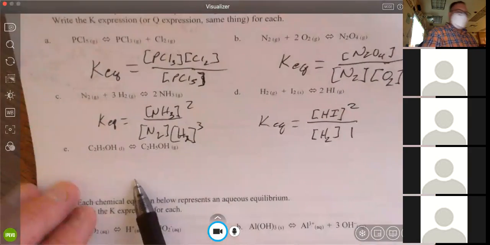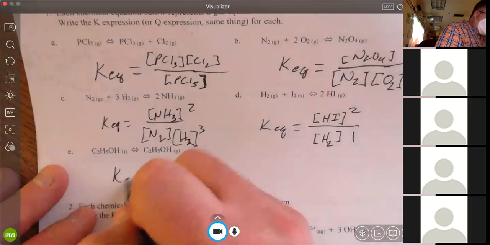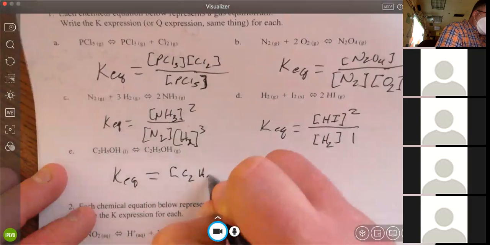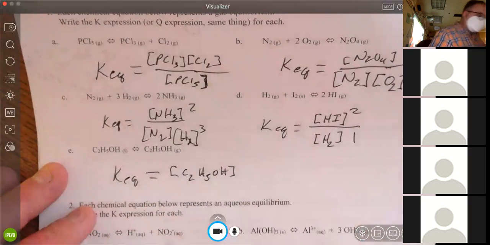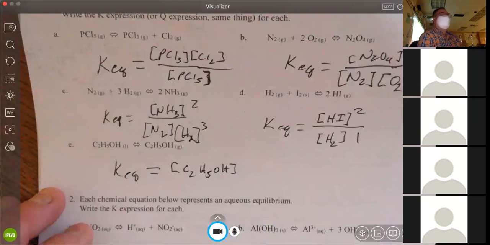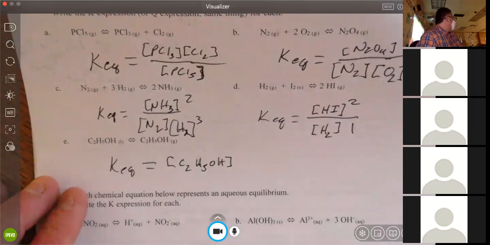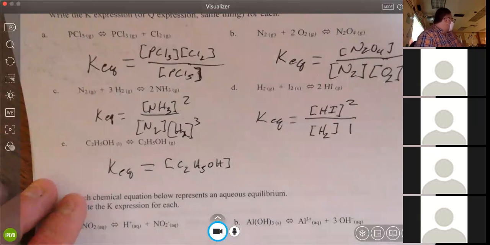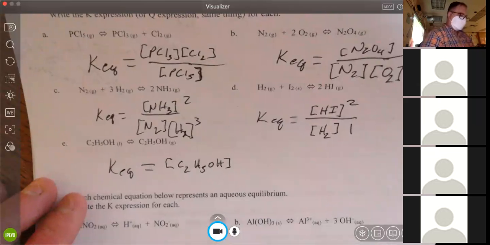So that means that E down here, you would have K sub EQ equals what? Why don't we just know? Just C2H5OH. There you go. You may not need to know it, but some people may in the future. You're going to see that whenever we do the quadratic stuff. You can see how powerful this is.